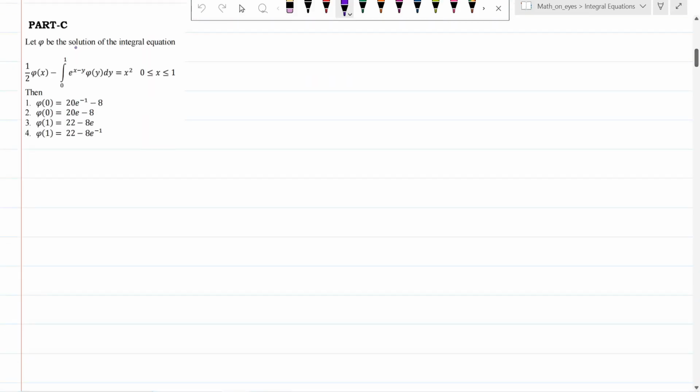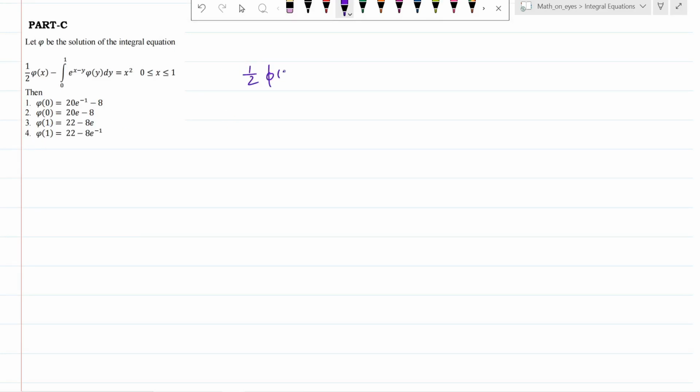So the first question: let phi be the solution of the integral equation half phi of x minus integral 0 to 1 e to the power x minus phi of y dy is equal to x squared. This is a Fredholm integral equation. We need to find phi of 0 and phi of 1.